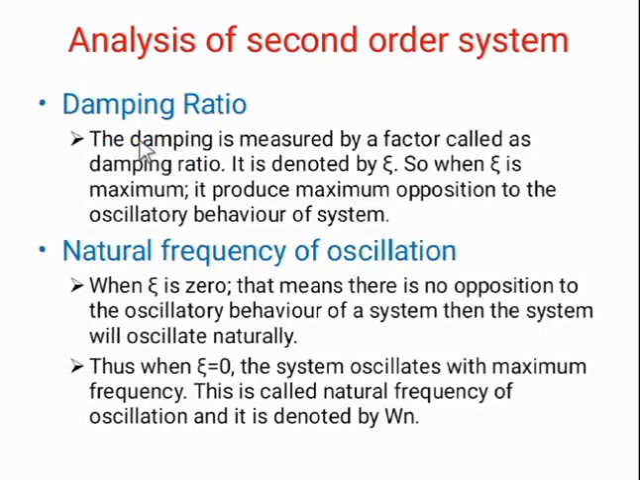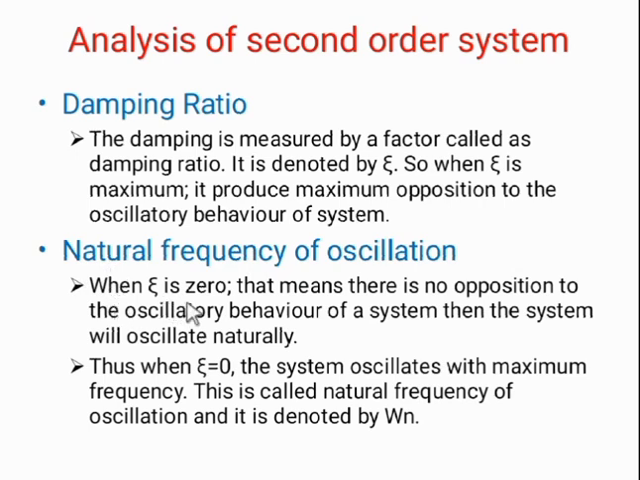Now the damping ratio. The damping is measured by the factor called the damping ratio, and it is denoted by zeta. So when zeta is maximum, it produces the maximum opposition to the oscillatory behavior of the system. Third one is the natural frequency of oscillations.